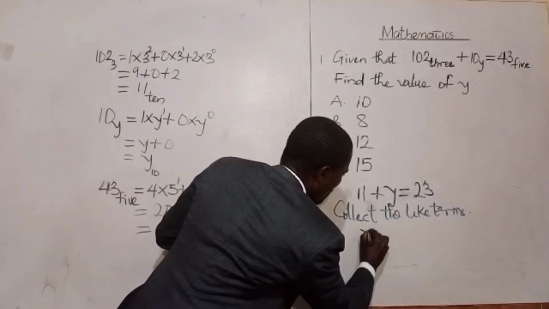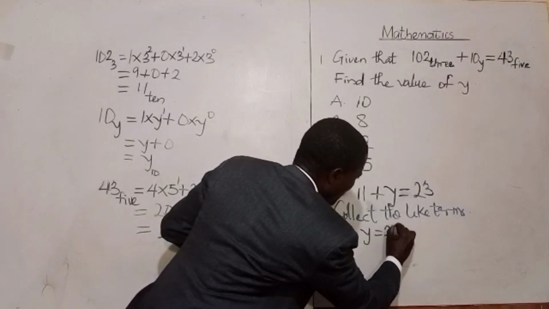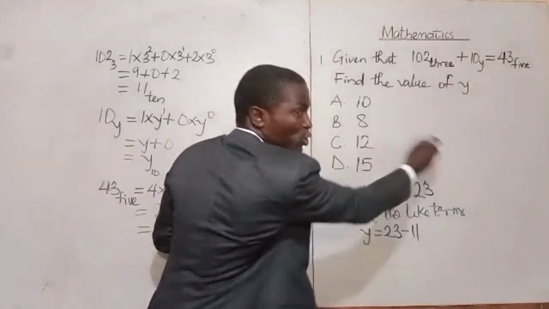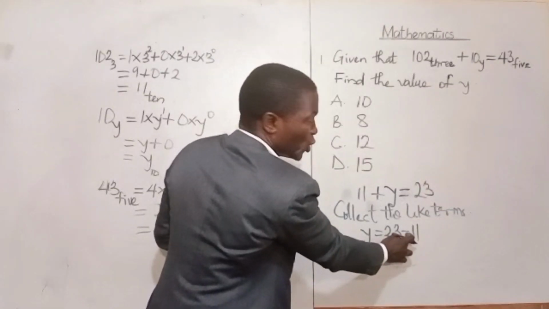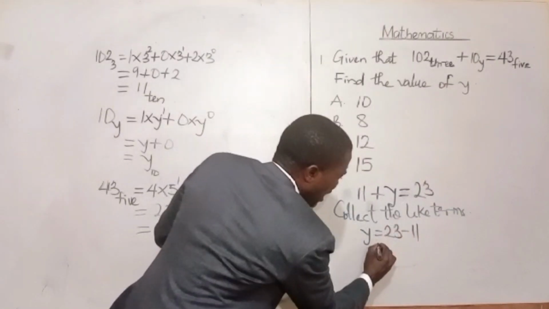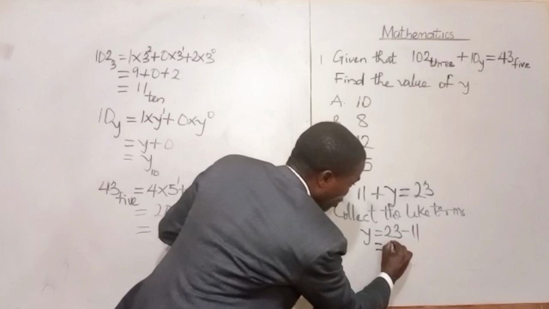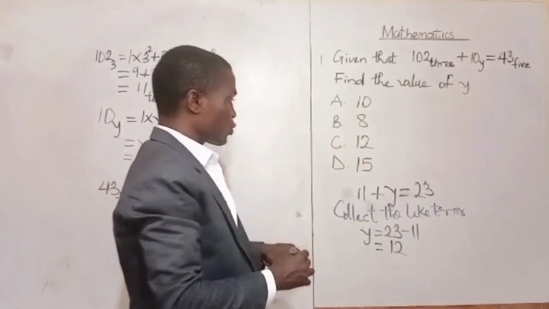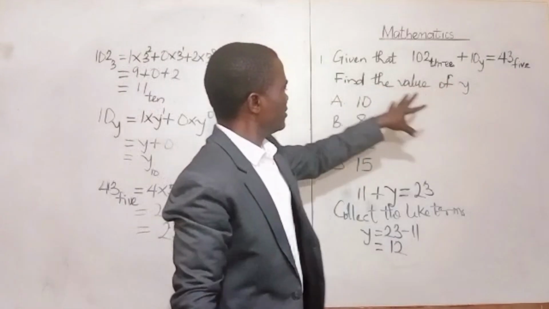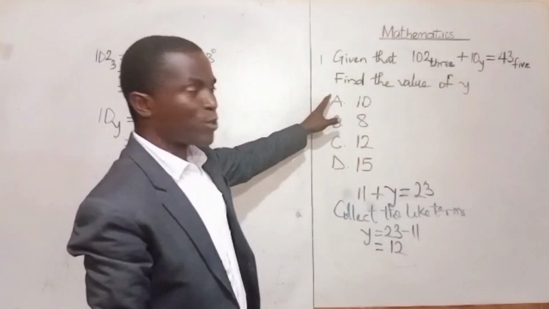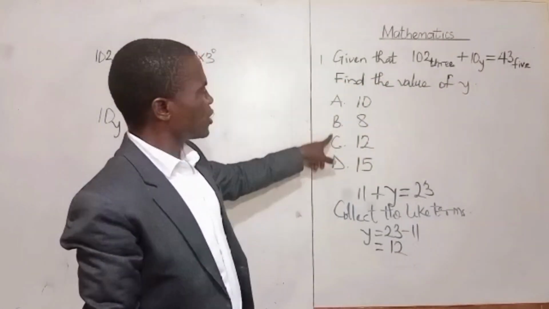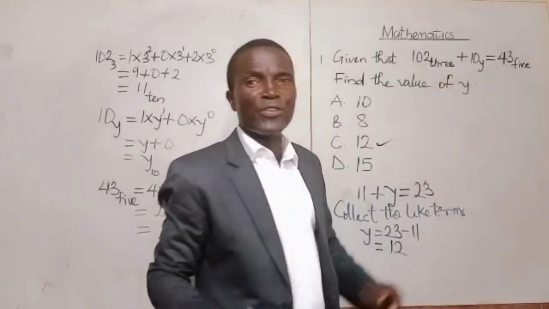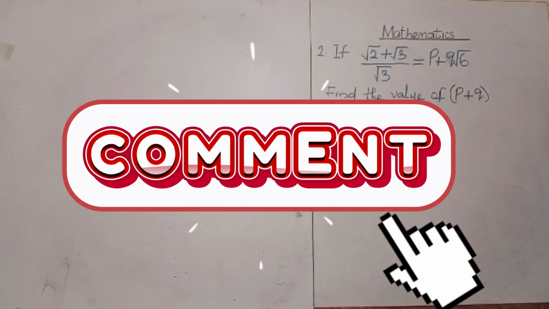That means y will be equal to 23 minus 11. This 11 will be taken to the other side and the sign changes to minus. So we now have this from this. It gives us 12. y is going to be equal to 12. So find the value of y. The most appropriate option here: option A wrong, option B wrong, C is the most appropriate option. I want to believe it's very clear to everybody.